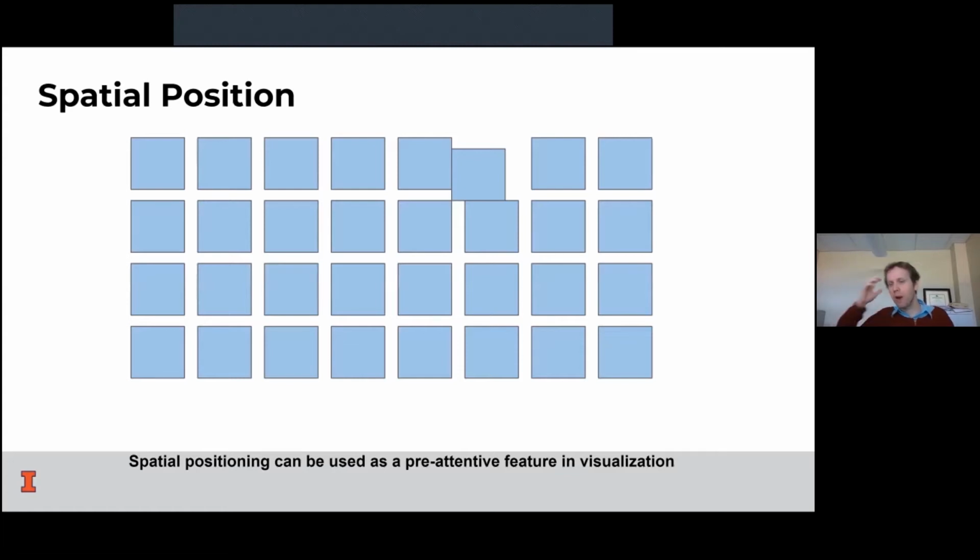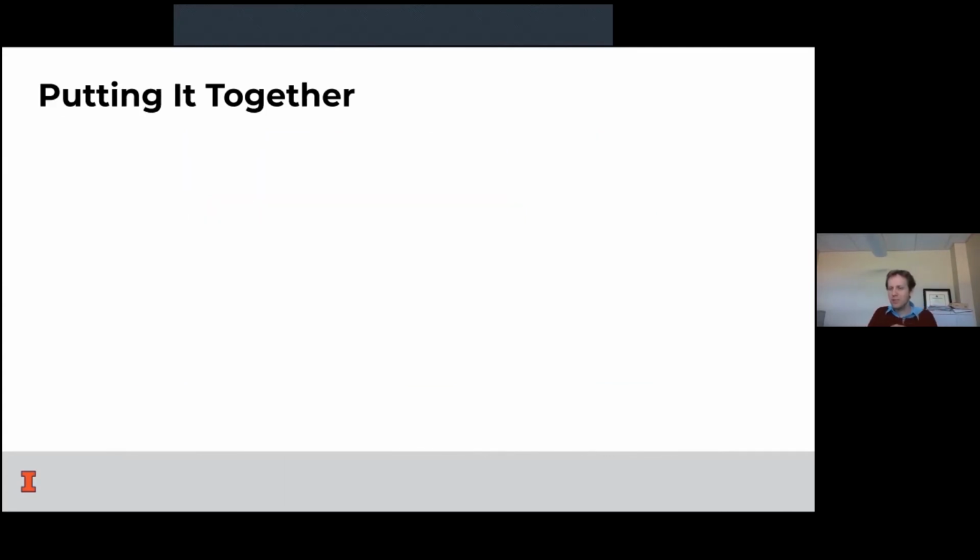So before your mind is even able to comprehend what you're seeing, you're going to find that in an otherwise uniform field, if the spatial positioning of something is off, you're going to see that image. So I want to put this all together. I have a little bit of a challenge.